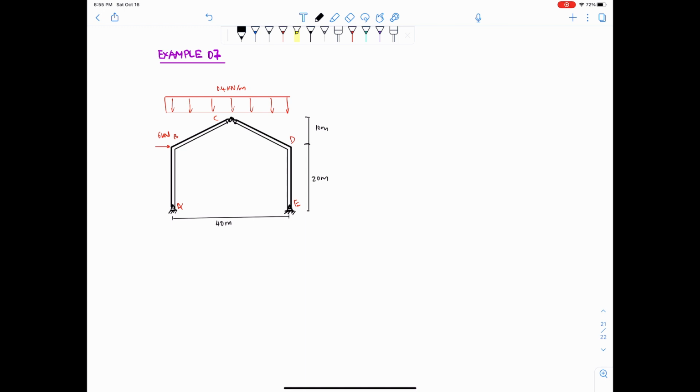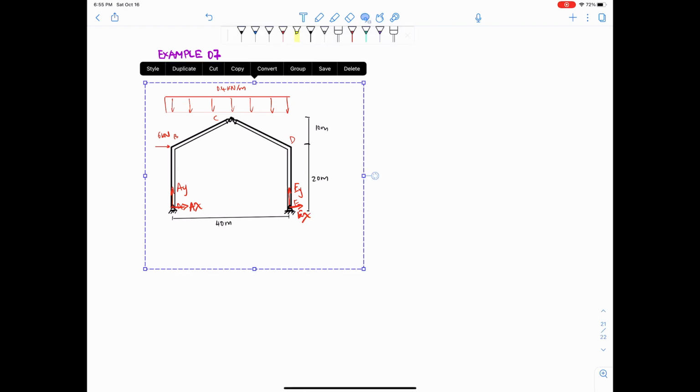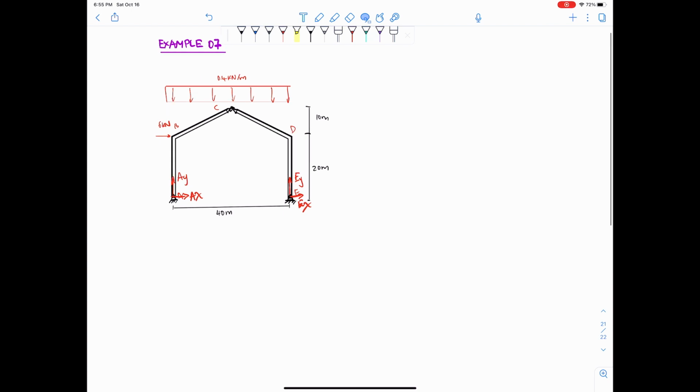Alright, so the way we are going to do that is like with any other hinge problem. First, or any other problem as a matter of fact, we have to identify which reactions we need to solve, which is AY, AX, EY, and EX.